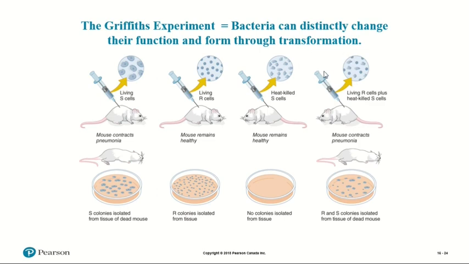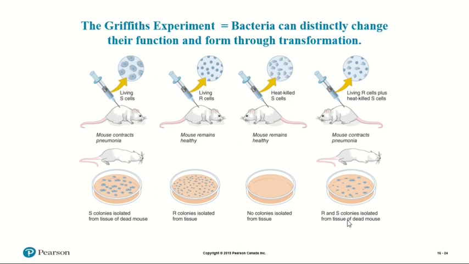When he injected the mice, he found that the living R cells plus the heat-killed S cells were able to kill the mice. And when he isolated the cells from the body of the mice, he found that both R and S colonies were isolated from the tissue. So while here he didn't find anything, here he found both.